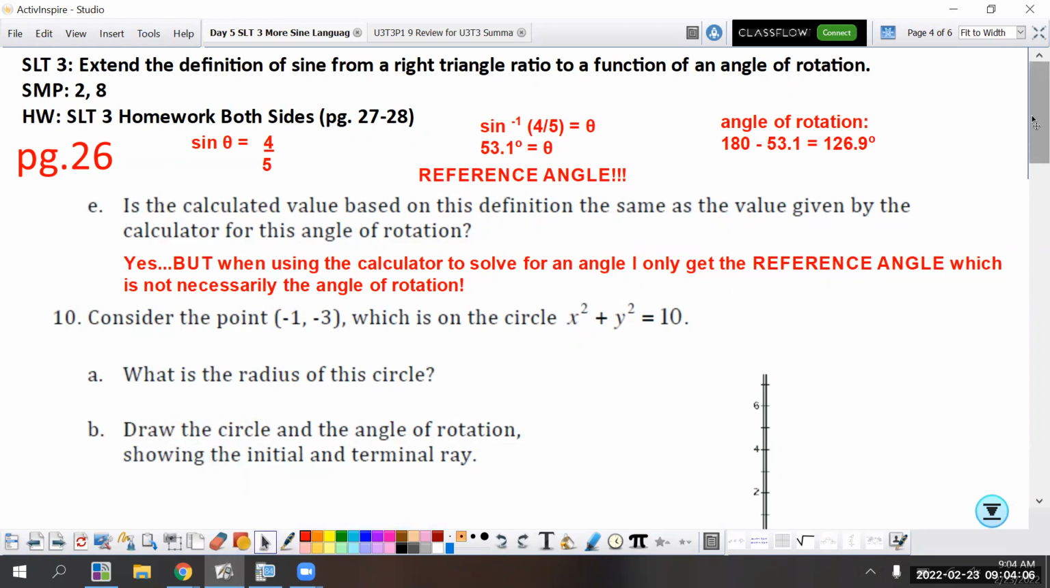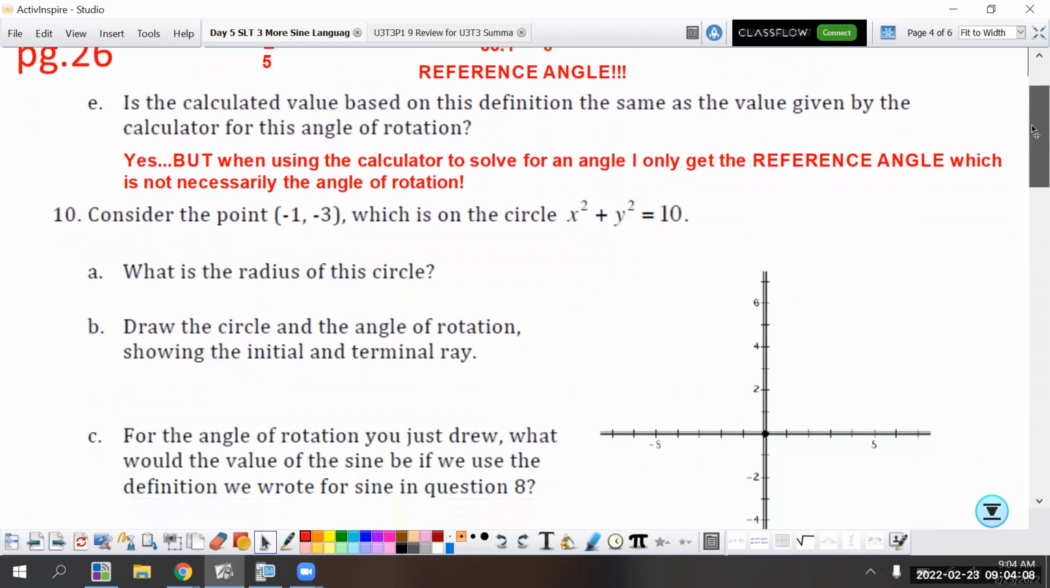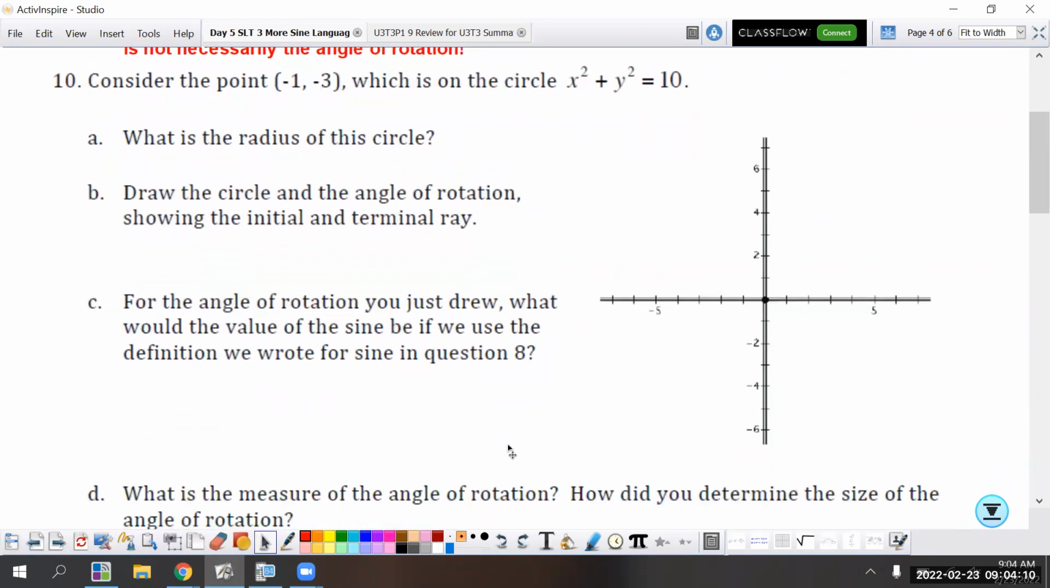All right, let's try number 10. Consider the point -1, -3. That's down here. Initial ray, terminal ray. What is the radius of the circle? Pause the video, figure out your radius.